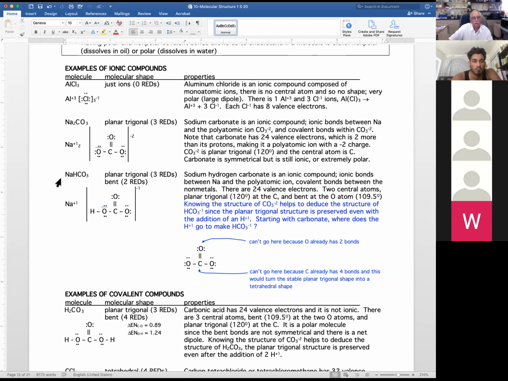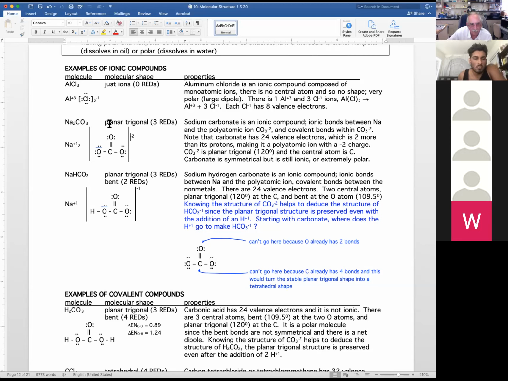And so what about sodium hydrogen carbonate? Well, if I know this structure right here, I automatically know that structure is going to stay regardless of putting the hydrogen on it or not. This group of atoms is extremely stable. By putting the hydrogen on it somewhere, I'm not going to make it unstable. I have to retain this particular bonding pattern.